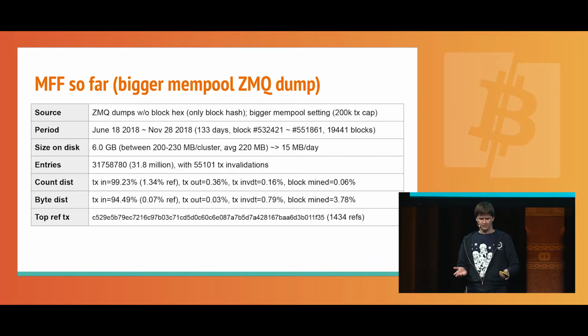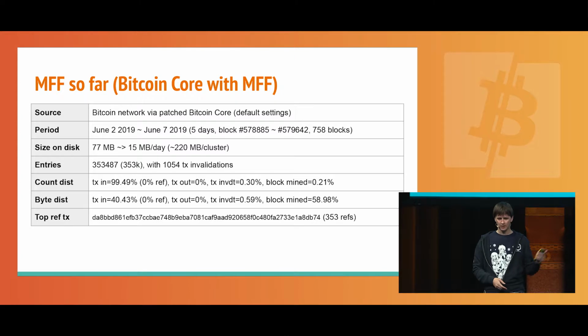And you have, for example, here 55,000 transactions that were invalidated. That sounds a lot, and it is. But most of that is RBF, because the transaction becomes invalid when it's RBF bumped. And this case here is an actual Bitcoin Core node running. As you can see, it's only been running for 5 days. But it's showing about the same, 15 megabytes per day to store this data. And the count looks mostly the same.